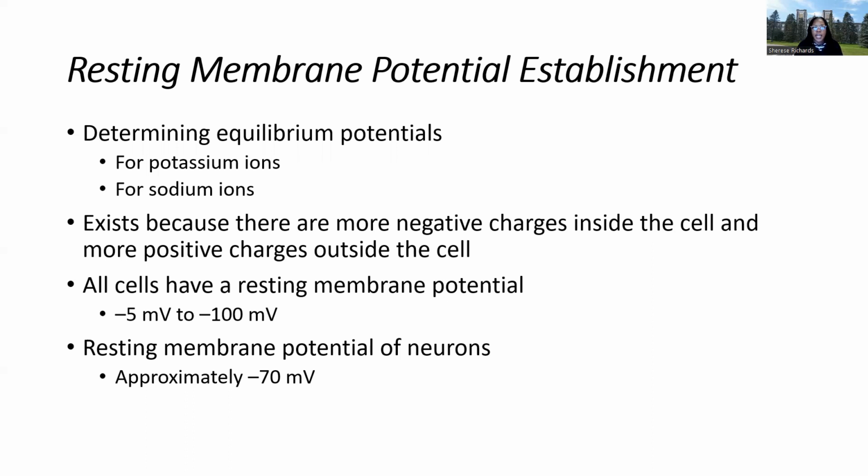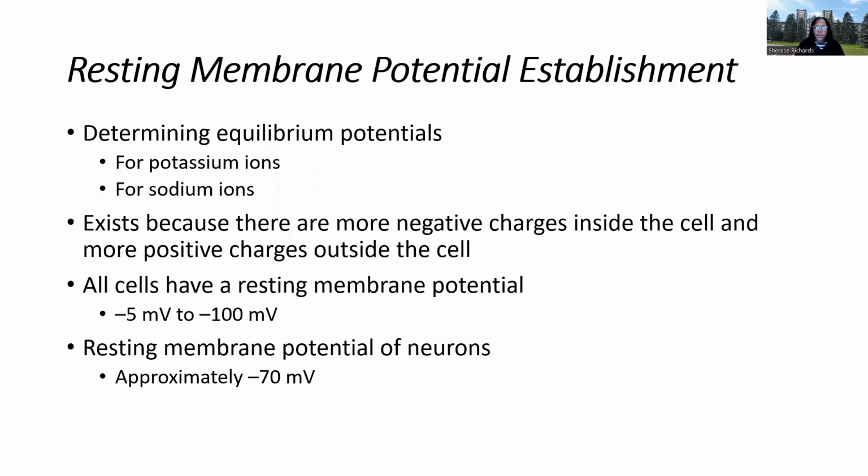membrane potential. Now, the resting membrane potential exists because there are more negative charges inside the cell and more positive charge on the outside of the cell. This is a phenomenon that we described previously, right? We talked about the polarity of the cell. Now, all cells will have a resting membrane potential. That value is going to differ depending on the specific cell. So it's going to be anywhere from -5 millivolts all the way to -100 millivolts.